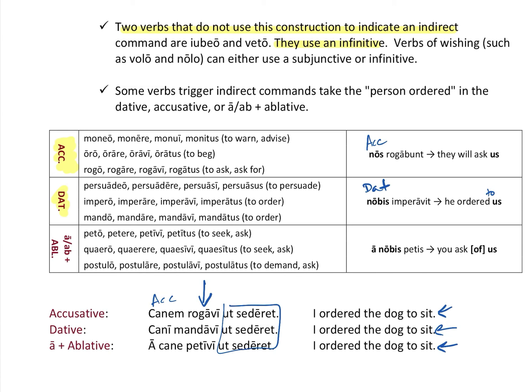And then the last one is the one that takes a or ab plus the ablative: peto, quaero, or postulo. You ask of us, or you ask us. Again, this takes the ablative. So a plus the ablative is "a cane." This is the ablative. A cane petivi ut sederet. I ordered the dog to sit. Okay, so if you want to take a look, be sure to use pages 30 and 31. Page 31 will give you a summary of all the subjunctives using ut and ne, and until you get really familiar with them, it will help you sort them all out.